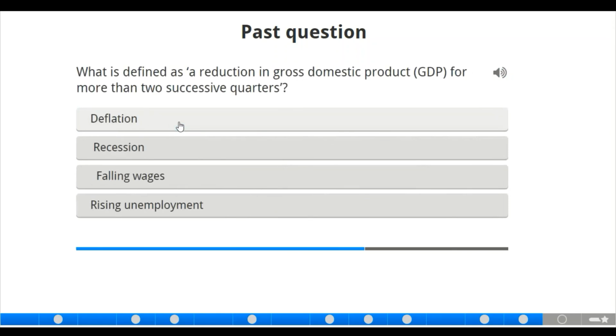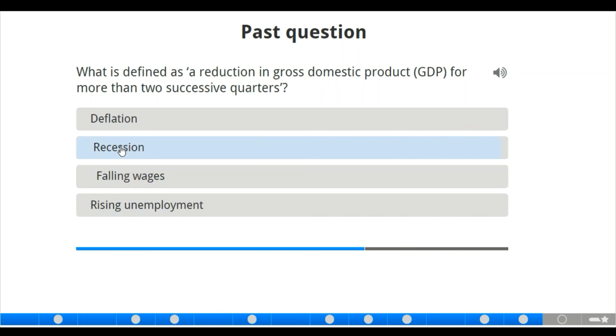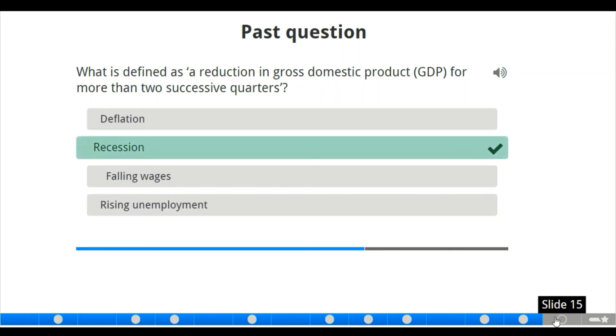Now the next question is also talking about what? Let us check. What is defined as a reduction in the gross domestic product for more than 2 successive quarters? This is a straightforward question for the definition of a recession. Now let us check out the options here. We have deflation, is that so? Recession, falling wages, or rising unemployment? Of course, the correct answer is what? Recession. Now we move to the next slide.